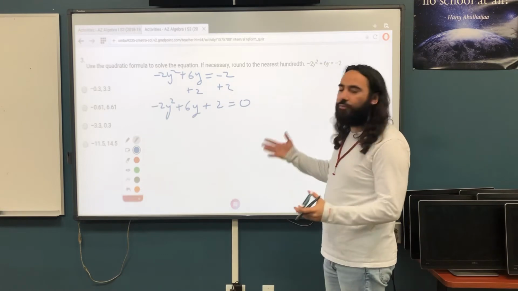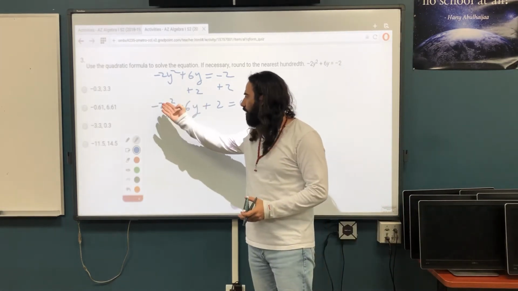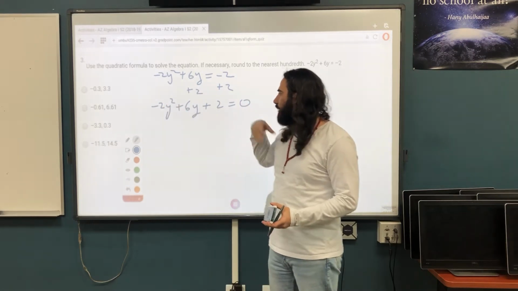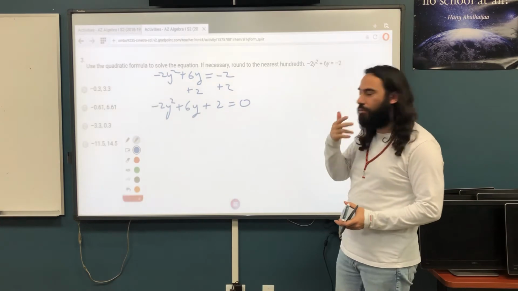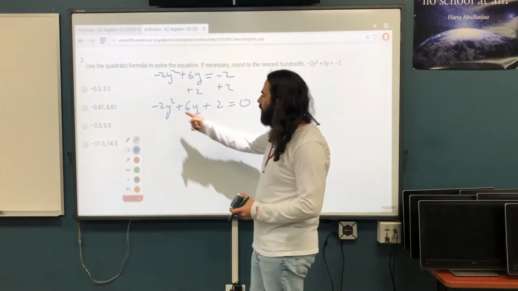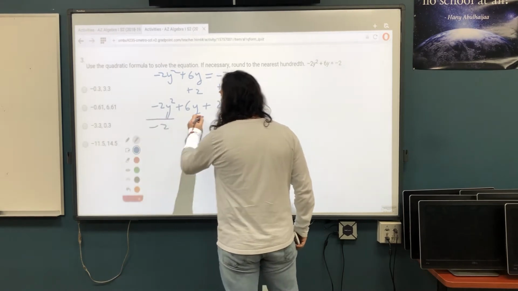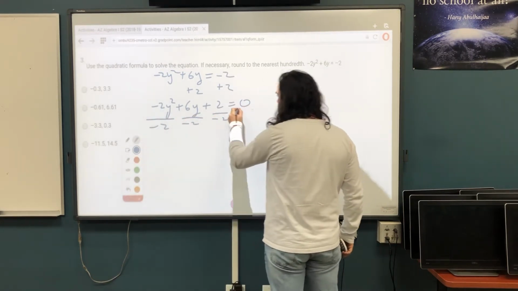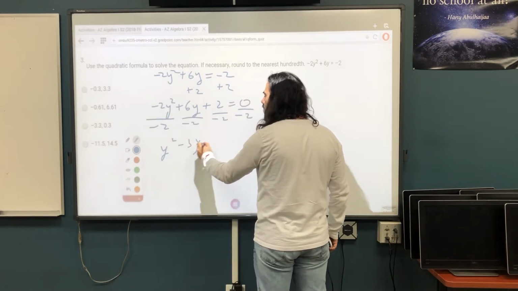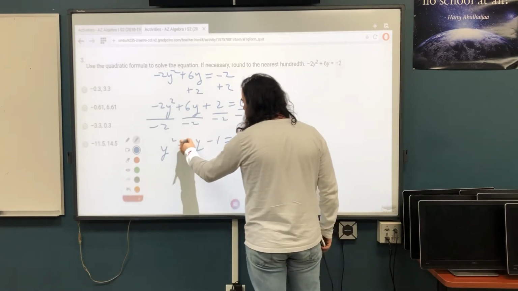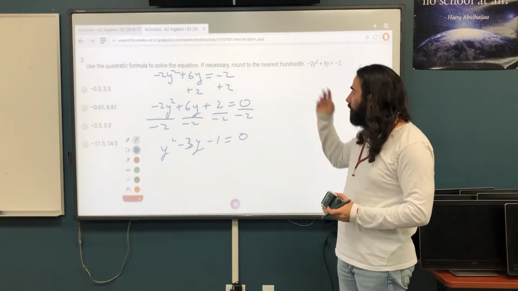Now we need to see if we can simplify the numbers. As you can see, the coefficients are negative 2 and 6, and we have the 2. So we can divide all of these terms by 2. Let's divide by negative 2 so we can make the a positive. We will get y squared minus 3y minus 1 equals 0. After that, all you need to do is use the quadratic formula.